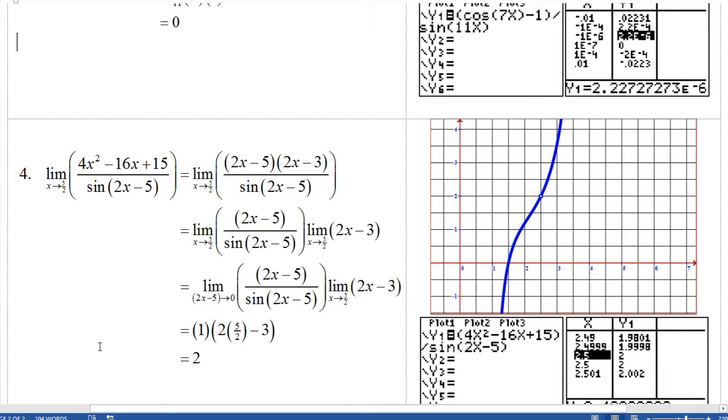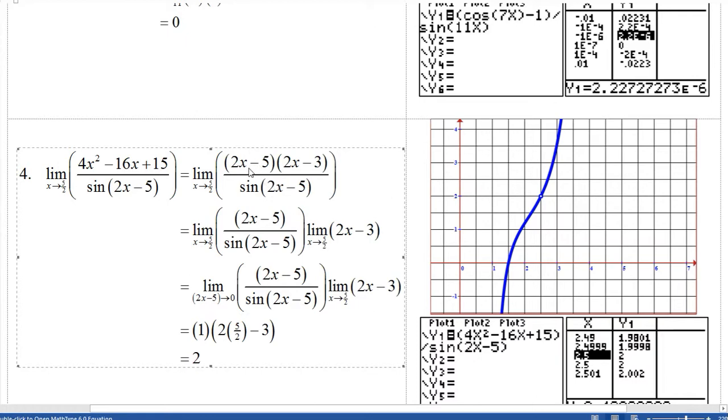Okay, let's look at one more example. In this example, we're taking the limit as x goes to 5 halves of 4x squared minus 16x plus 15 over sine of 2x minus 5. At first glance, that doesn't look too much like what we had before. But if we factor the numerator, we get 2x minus 5 times 2x minus 3. So we can think of this as sine of something, and we put the same something up there.